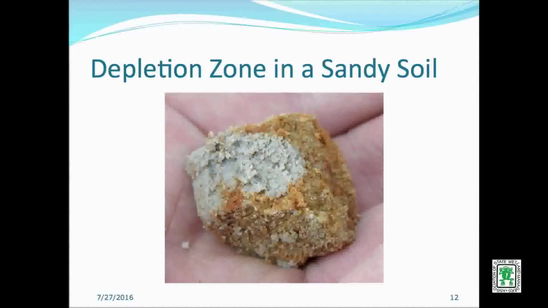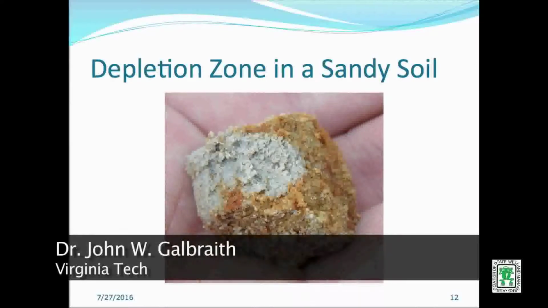Here's a zone in sandy soil, and we can see the gray silver depletion zone in the center of this mass of soil, and you can also see the areas where the iron has migrated to and reprecipitated as a new iron oxide compound, the bright red zones.